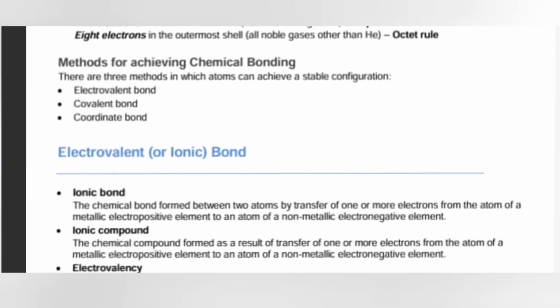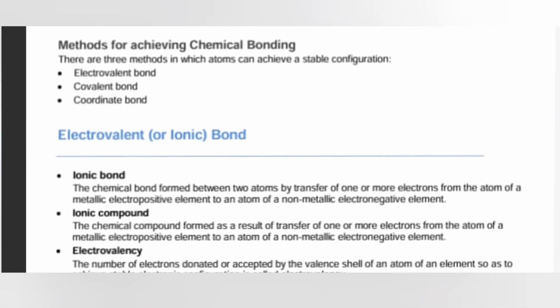The chemical bond formed between two atoms by transfer of one electron from the atom of a metallic electropositive element to a non-metallic electronegative element. So what happens in this case? When a metal reacts with non-metals and there is gain or transfer of electrons, those kinds of bonds are known as ionic bonds.